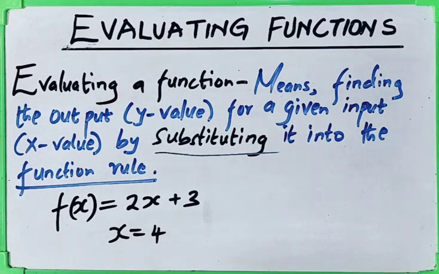So there are three things here. First of all, you have the function rule. Secondly, you have the input x value. And thirdly, you need to look for the y value, which is the output. So looking for the y value is what we call evaluating a function.